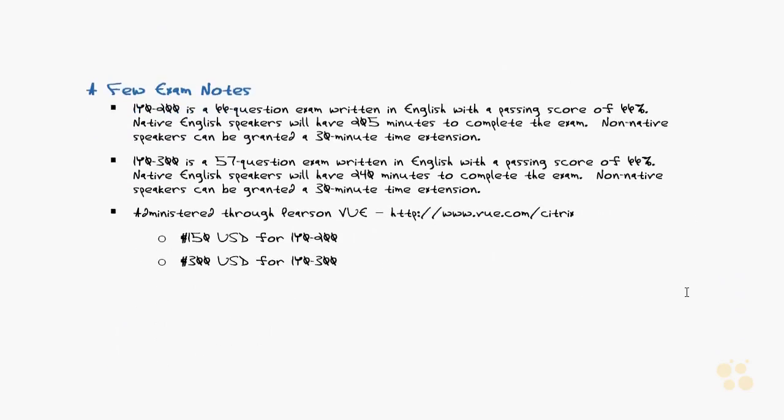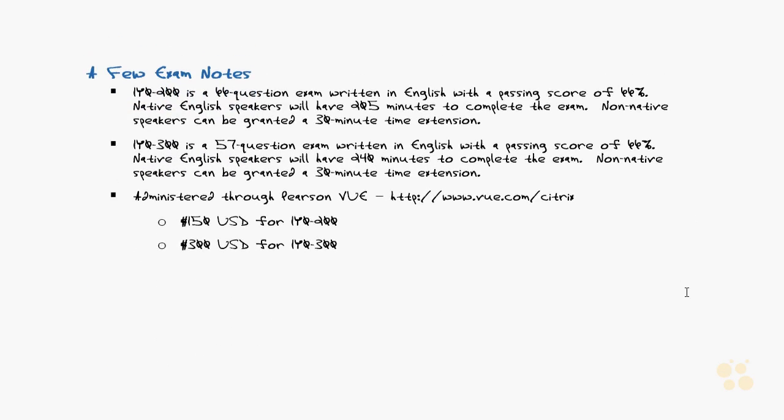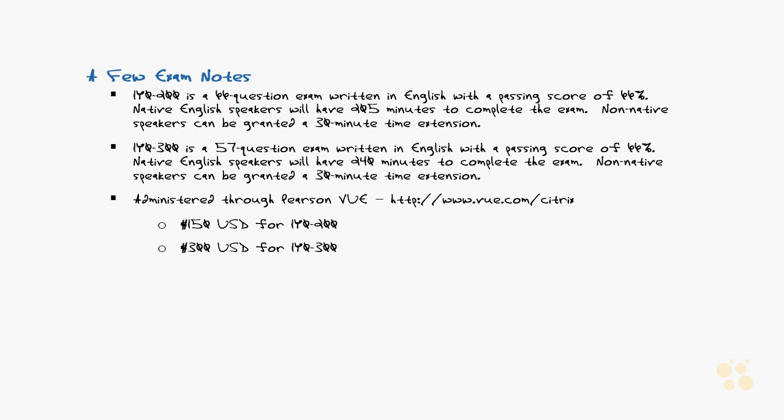Down here also are just a couple of notes. These are again also pulled off of Citrix's enablement guide or prep guide for the exam. The 1Y0-200 is a 66 question exam written in English with a passing score of 66%, which in my mind seems like really not that many questions, although Citrix is giving you a very gracious 205 minutes to complete that exam.